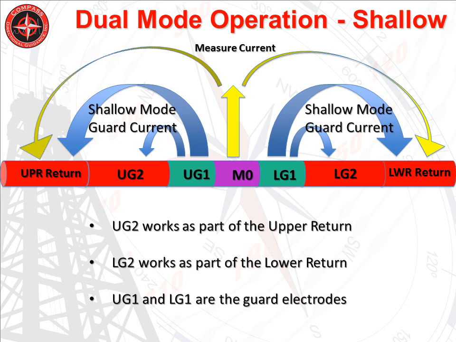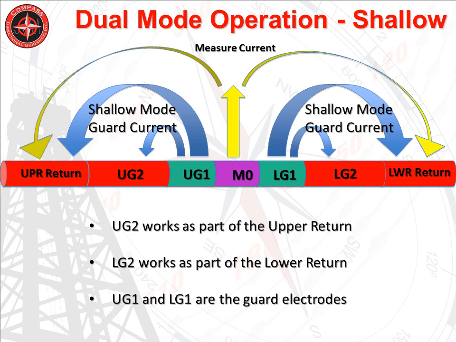This slide shows the electrical configuration of electrodes for the shallow or short guard mode of operation. For this mode, upper guard 1, the measure electrode, and lower guard 1 are energized with the voltage V measure. The current return is composed of the upper return, upper guard 2, lower guard 2, and the lower return. The voltage of the return sections are held at 0 volts. Current flows out of the 3 middle electrodes, fans out, and returns to the upper and lower return sections.